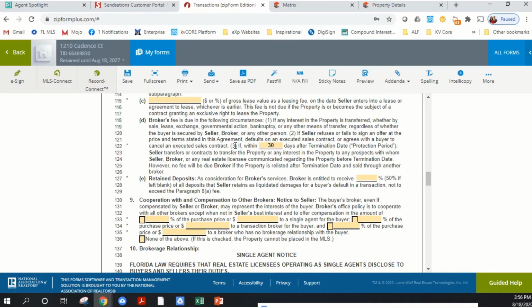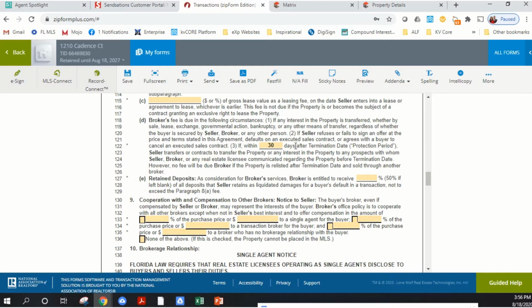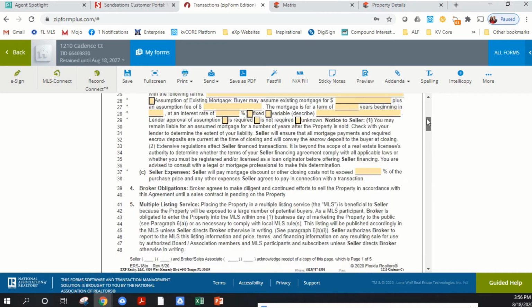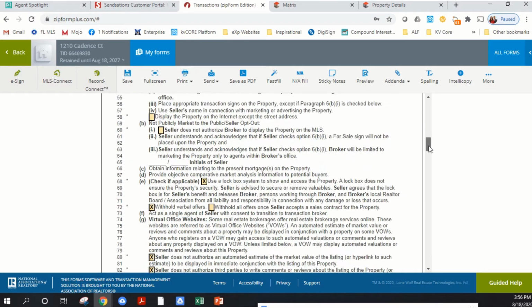If your seller does not sign with a new brokerage and they were to find a buyer, they were to go under contract with a buyer that saw your marketing, you have a 30-day protection period from the end of your listing. So January 18th, so another 30 days.